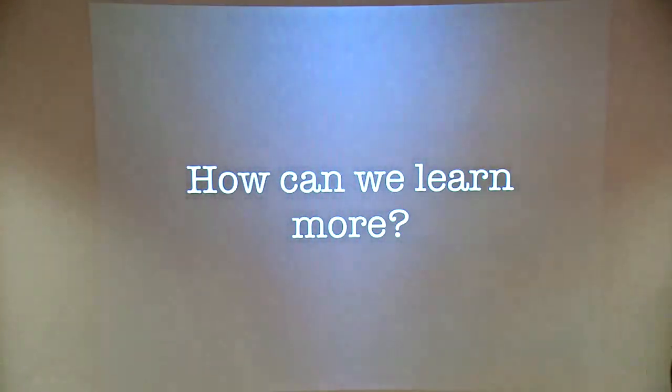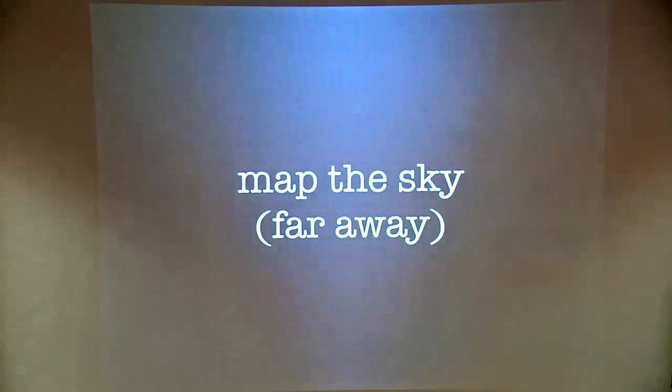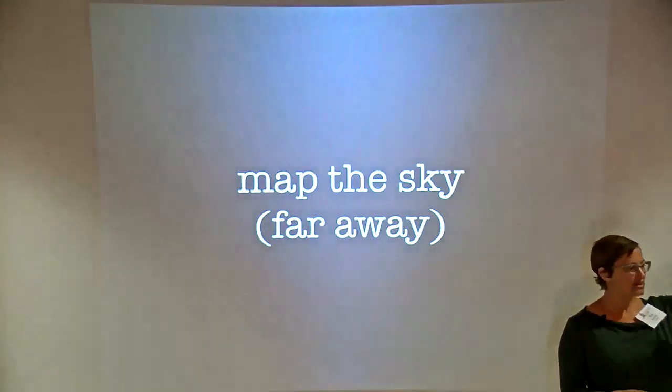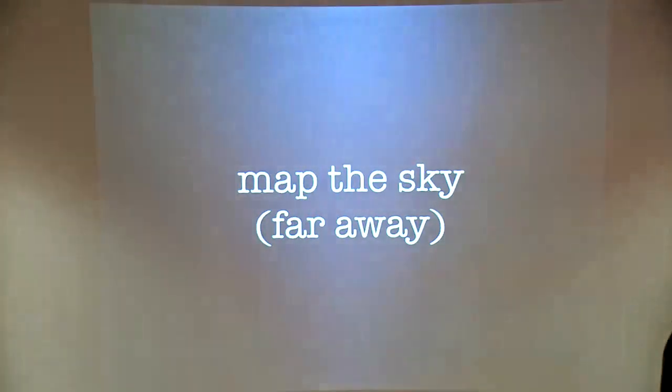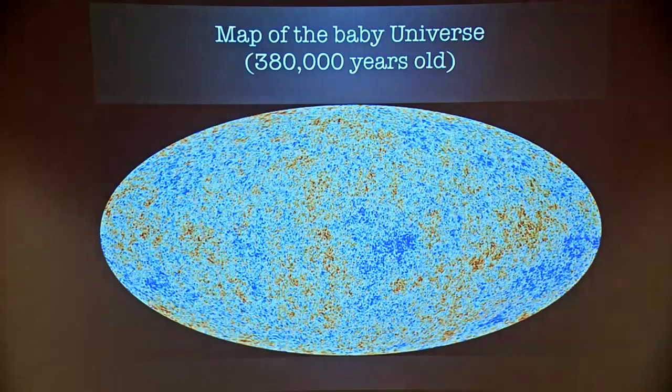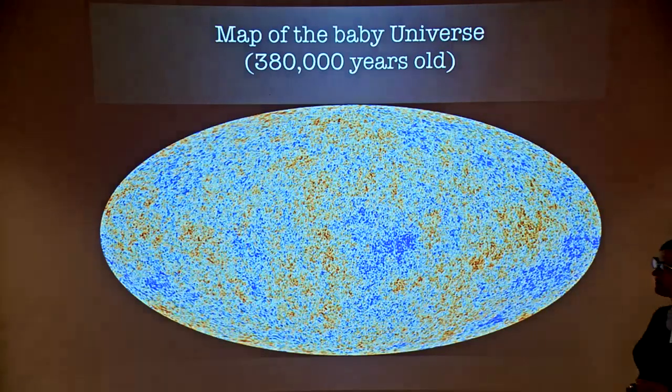Okay, so that's mapping the sky very far away. And when I say very far away, I'm now talking about basically 13.8 billion light years away. And so this is a map that we have made of the baby universe. This is something that we call the cosmic microwave background.